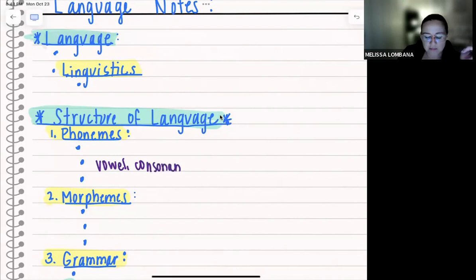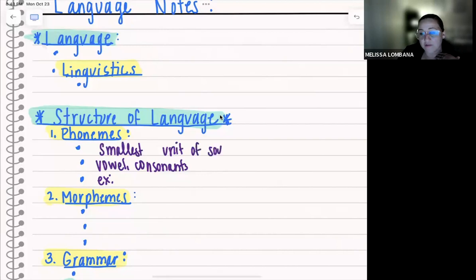Some examples: the letter S makes an S sound, so that is your phoneme, S. But if I combine C and H together, that makes ch, and that would be a phoneme as well. So it's not just one letter; it's letters that are combined that make a sound, but it is the smallest unit of sound. Make sure you have that.